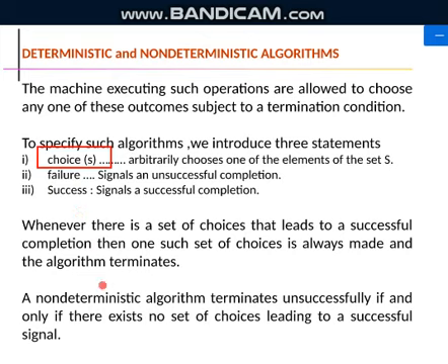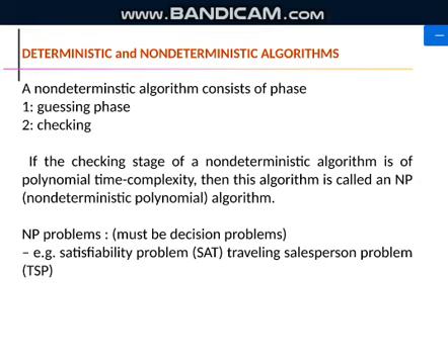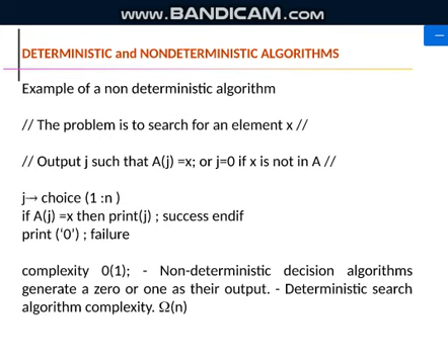Okay, so let us see one example. This is non-deterministic, just a guessing phase and a checking phase. In this guessing phase we just assume that the algorithm quickly gives you the answer, and then check whether it is successful or not. So let us see one example.